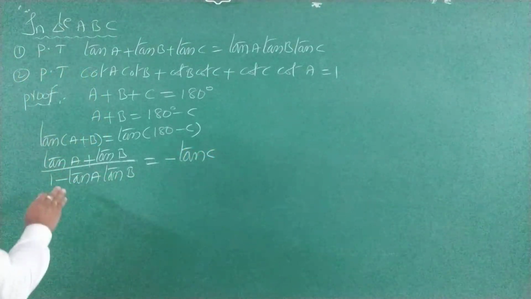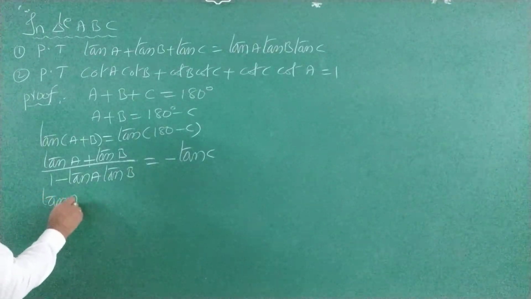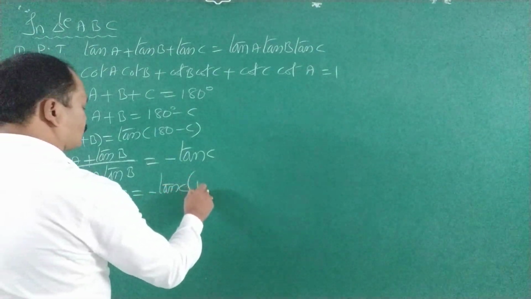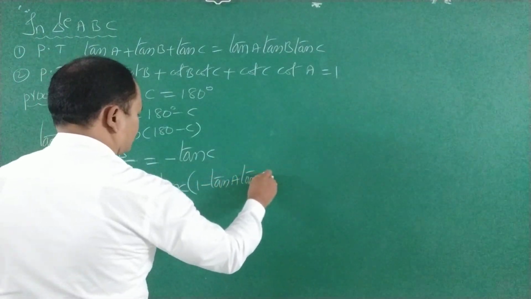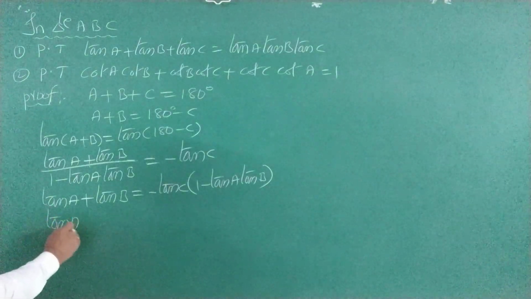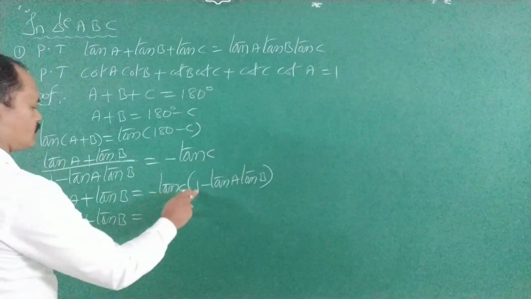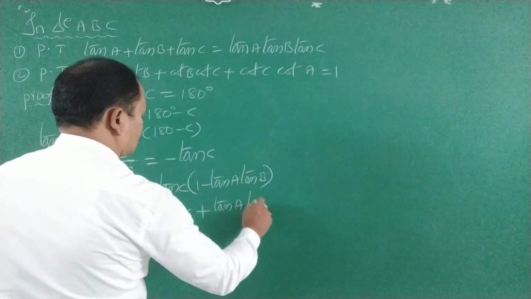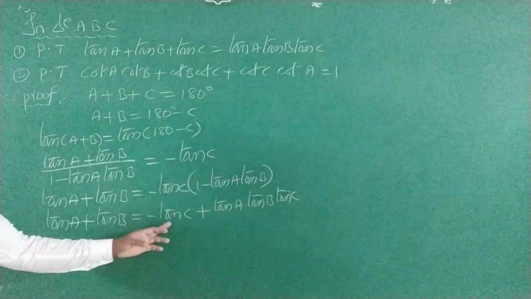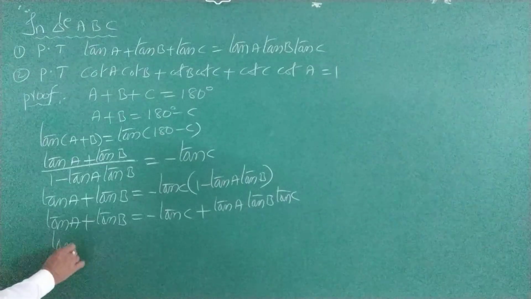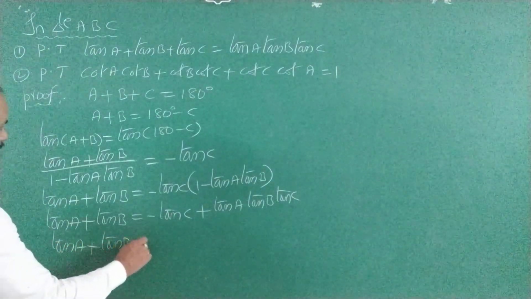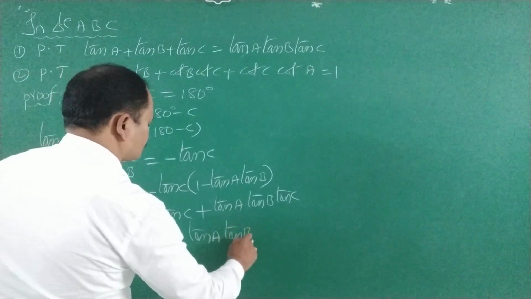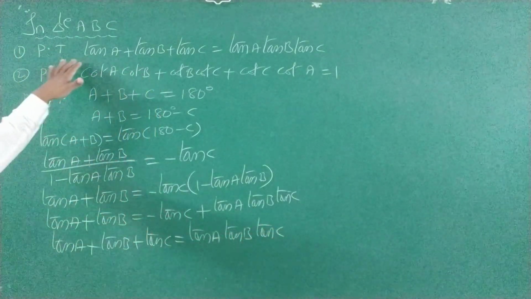Now from this apply cross multiplication. So tan A plus tan B is equal to minus tan C into 1 minus tan A into tan B. Now from this one, tan A plus tan B is equal to minus tan C plus tan A into tan B into tan C. Take minus tan C to this side, then tan A plus tan B plus tan C is equal to tan A into tan B into tan C. Hence proved. First one is proved.